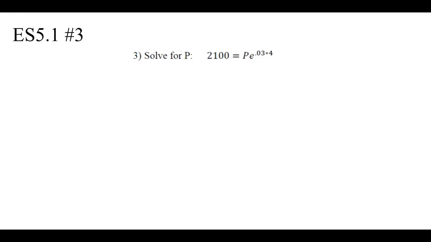All right, so here is ES5 LT1, question number 3. It's actually a lot harder than it looks, because if you remember, E is just a number. So this is really just P times some number. In fact, you could put that in your calculator and convert it to a decimal if you wanted.